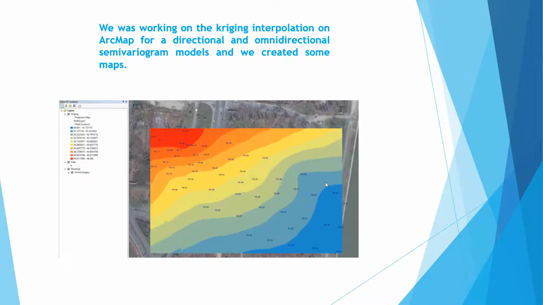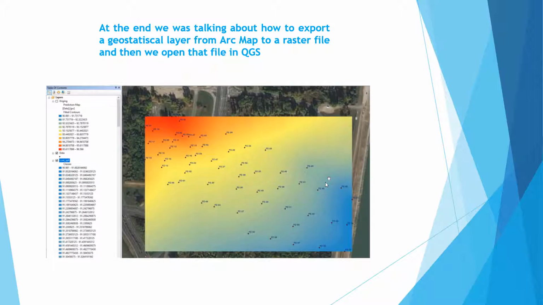Quantum GIS. We were working on the Kriging interpolation on ArcMap for directional and omnidirectional semivariogram models, and we created some maps. At the end, we were talking about how to export a geostatistical layer from ArcMap to a raster file, and then we opened the file in Quantum GIS.